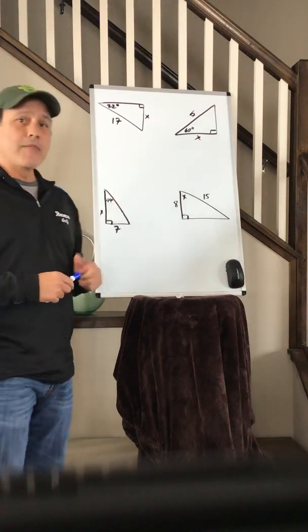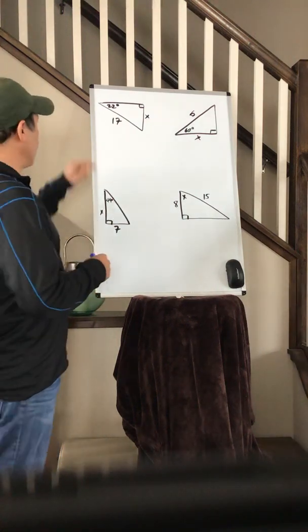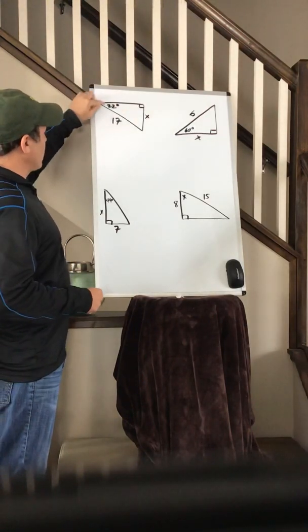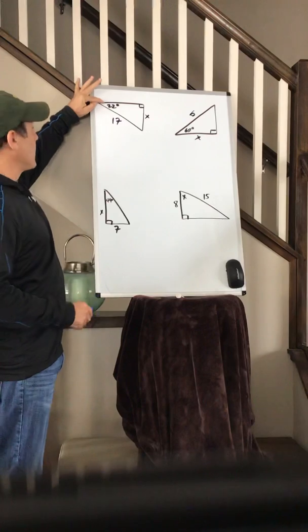All right, so as you can see, I got 4 examples on the board. Let's get started. All right, we got a right triangle. We want to find x. Well, if you put your finger on the angle, remember that's the key.